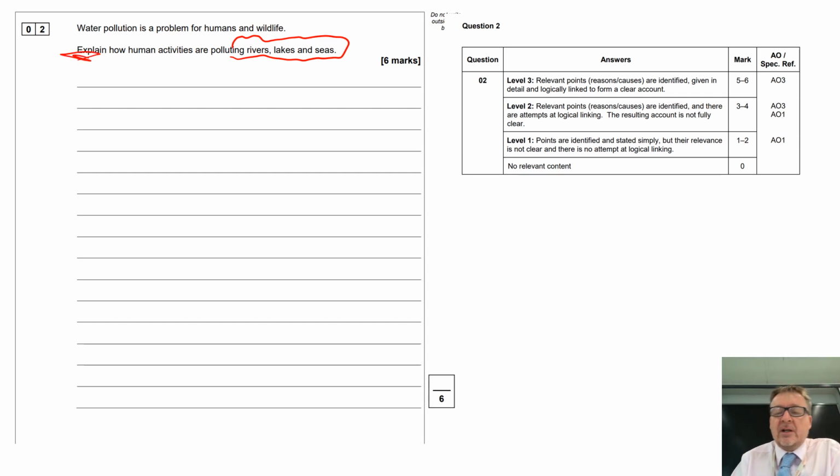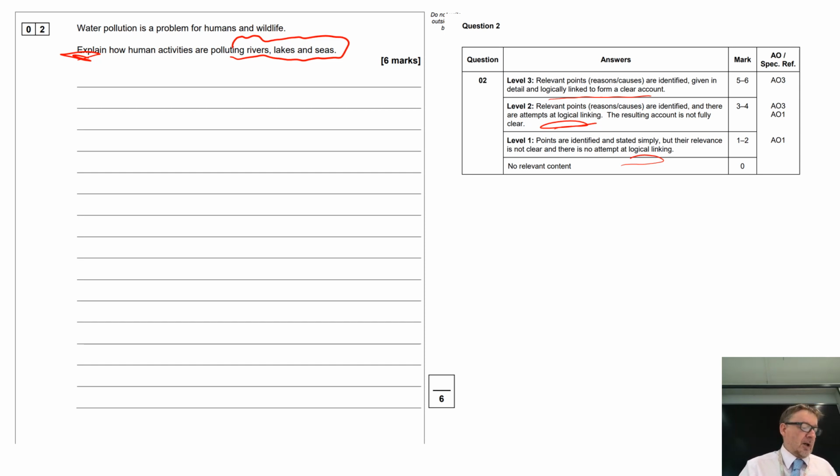Explain. So what I've done here is I've put the mark scheme in. So level one is simply stated, right? The relevance is not clear. No attempt at logical thinking. Level two, relevant points are identified and there are attempts at logical thinking. Level three, which is your marks 5 to 6, relevant points are identified, given in detail and logically linked. So what we've got to do here is think about the reasons why and logically link them to the polluting of rivers, lakes and seas.